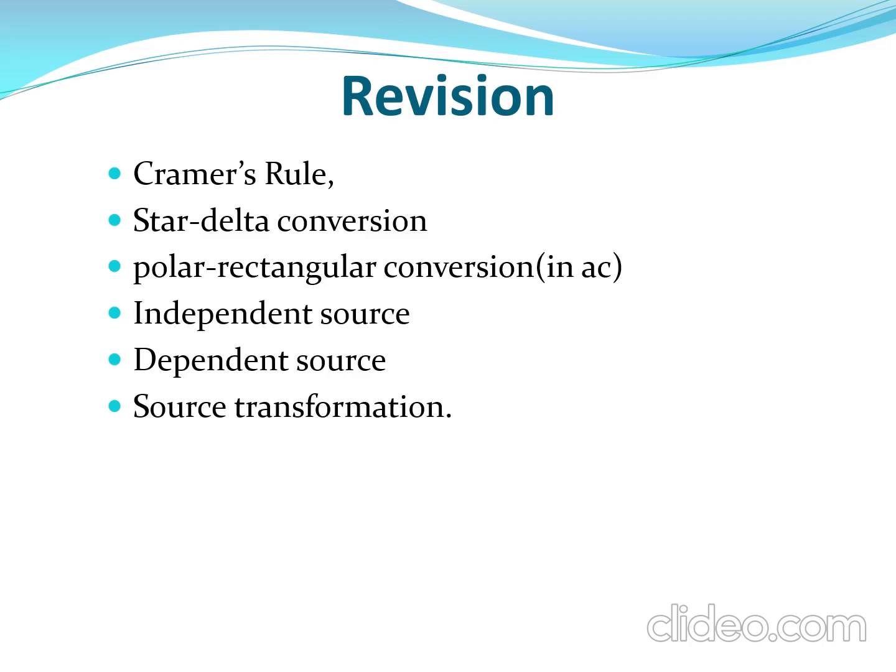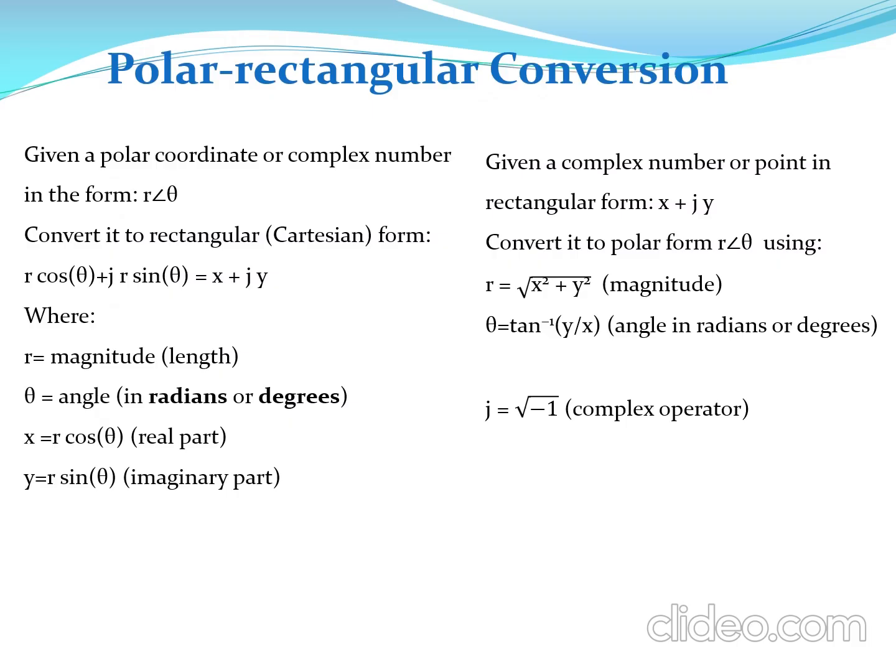Now this is the second video, starting with the recapitulation part. First we'll start with polar rectangular conversion. In polar form, the complex number is represented by r angle theta, and in rectangular form it is represented by x plus jy. So r angle theta is converted to the rectangular form by r cos theta plus j r sin theta. So you will get the Cartesian form.